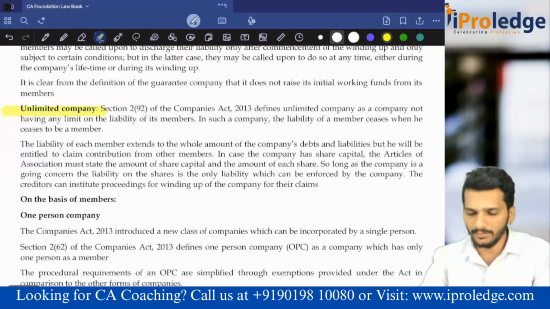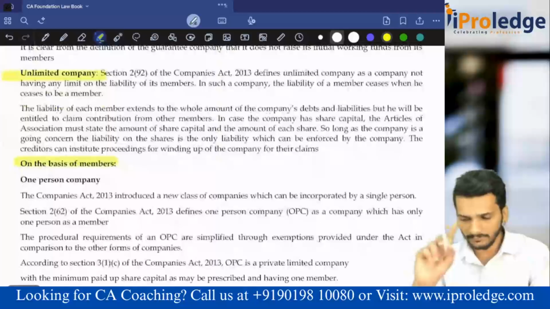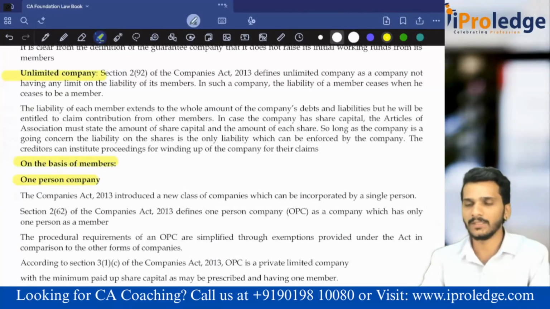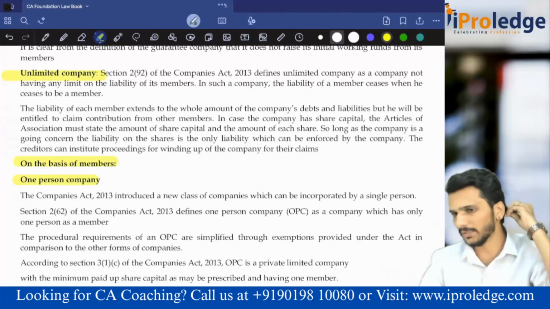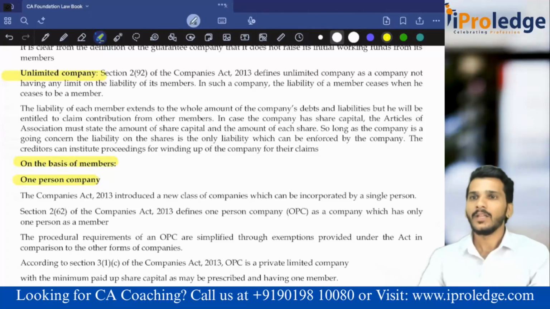Then on the basis of members, there are multiple companies. One is the one-person company. What is a one-person company? It is a private type of company in which there is only one member. That one member will be responsible for all the businesses, purchase, sales, every type of business. But if that member dies, then in the event of the death of a member, somebody should take care of the business. That is why there is one provision in this one person company, that the member should appoint a person called a nominee. Nominee should be a major person.